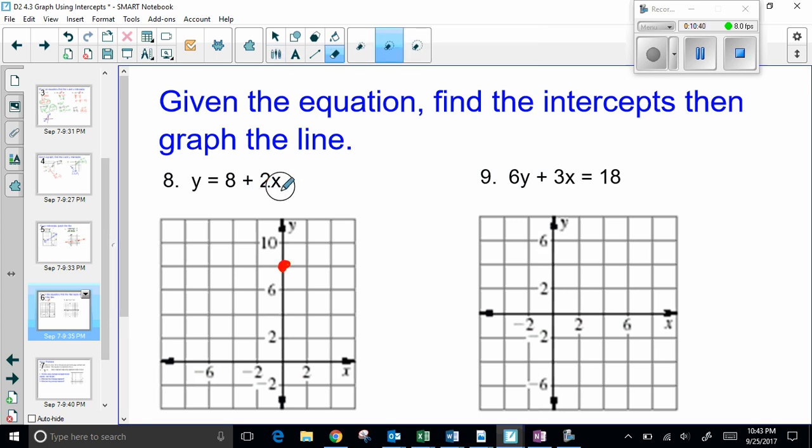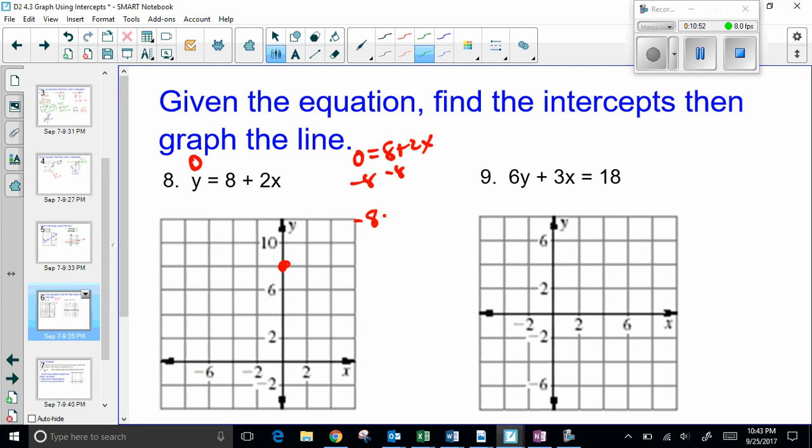Now I'll erase. I'll do this again. When y is 0, I get 8 plus 2x. So 0 is equal to 8 plus 2x. I subtract 8 on both sides, so I get -8 is equal to 2x. I divide by 2 on both sides. Turns out x is -4. So my other intercept is -4. Now I can draw my line to make a sketch.